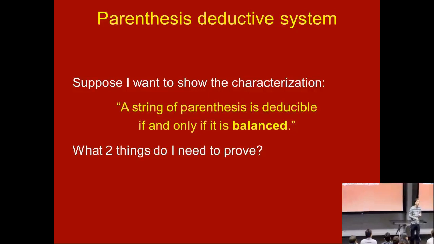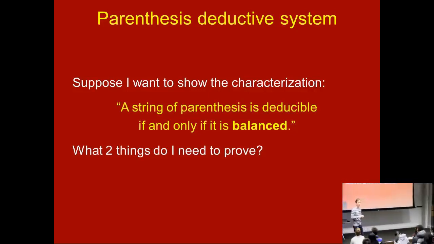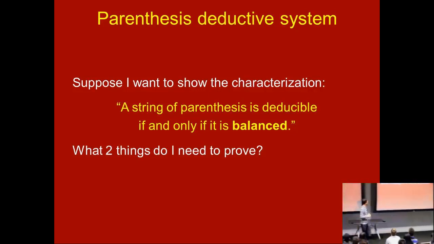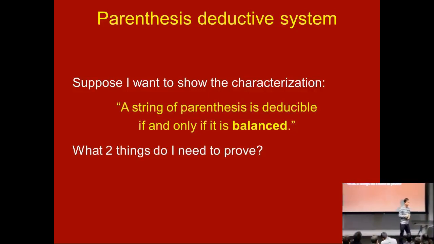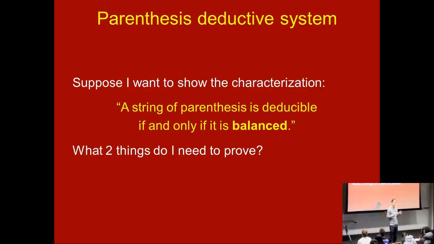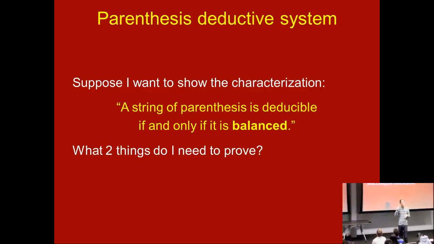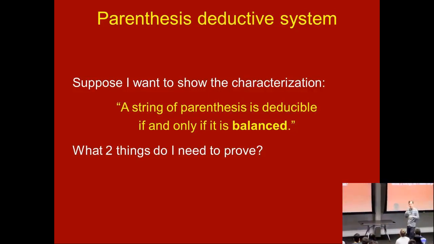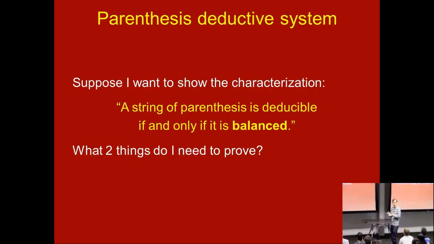Yes? If the string is deducible, then it is balanced. Yeah, if the string is deducible, then it is a balanced string. That's one thing you need to prove. I don't know if I want to introduce this terminology now, but it's sometimes called soundness. It says that for the idea you have in mind, balanced parentheses, anything that you can deduce really corresponds to that idea. It's a balanced string of parentheses.